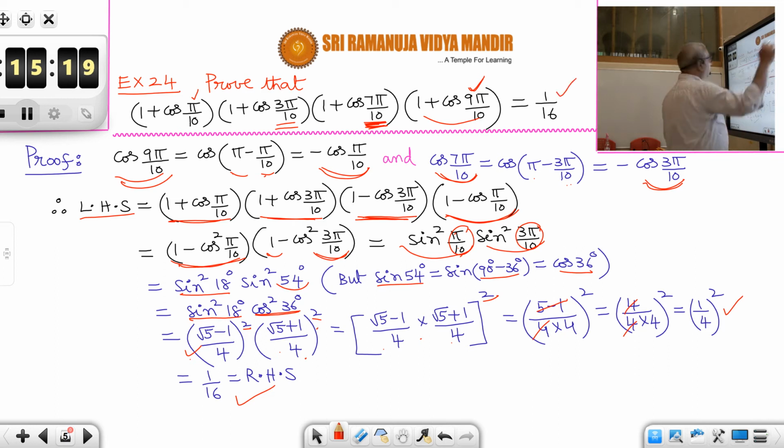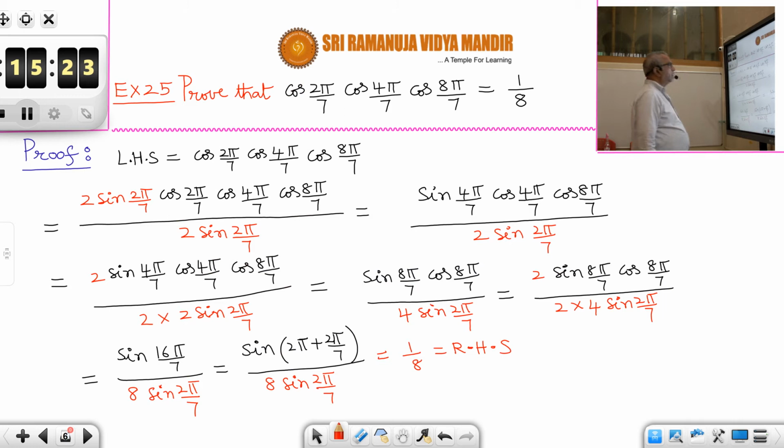Okay. Let us see the next question, example 25. Prove that cos 2 pi by 7, cos 4 pi by 7, cos 8 pi by 7 is equal to 1 by 8. So the product cos 2 pi by 7 into cos 4 pi by 7 into cos 8 pi by 7 is equal to 1 by 8. That is what we have to prove. I will prove it in two different ways.